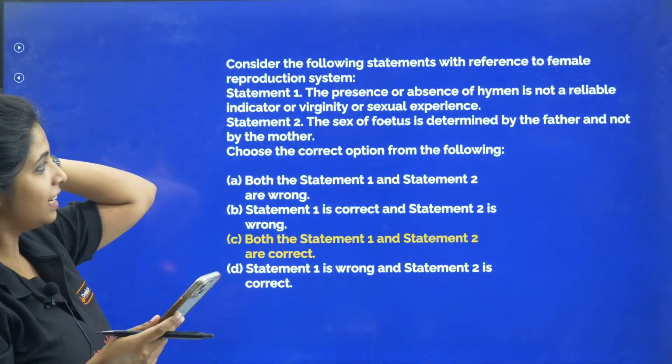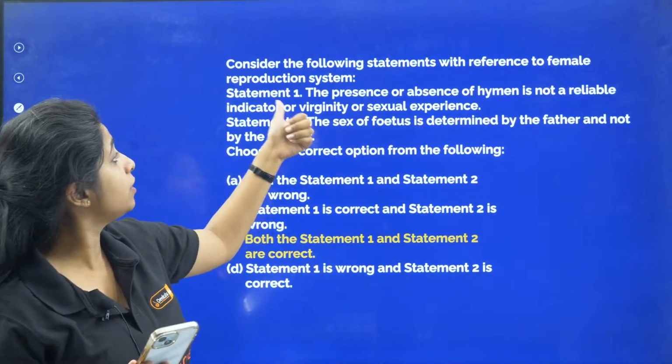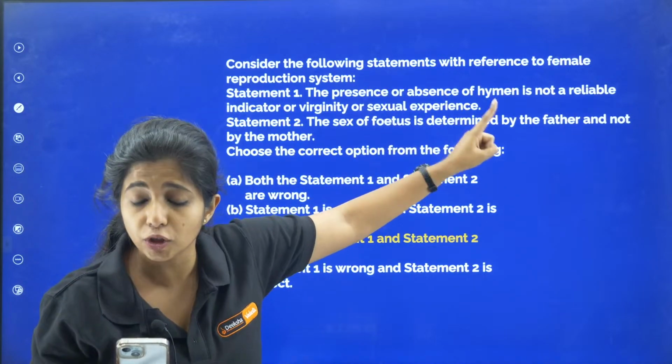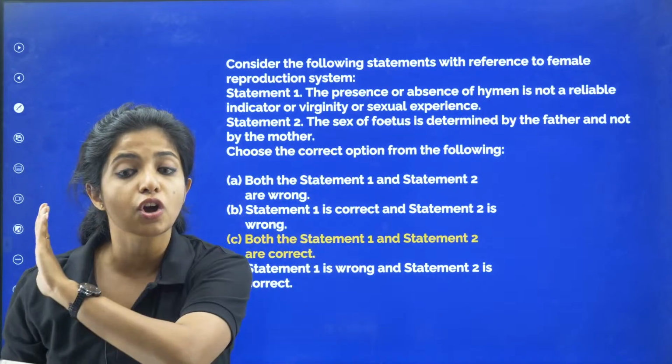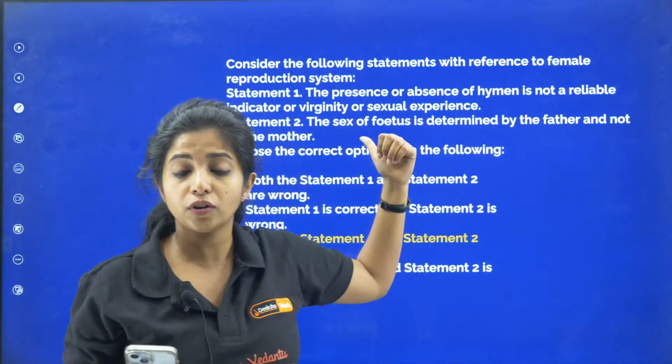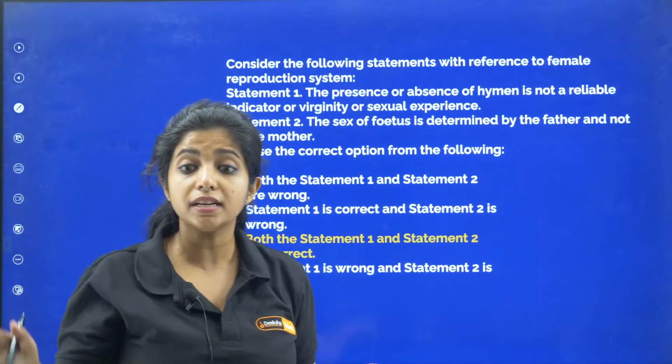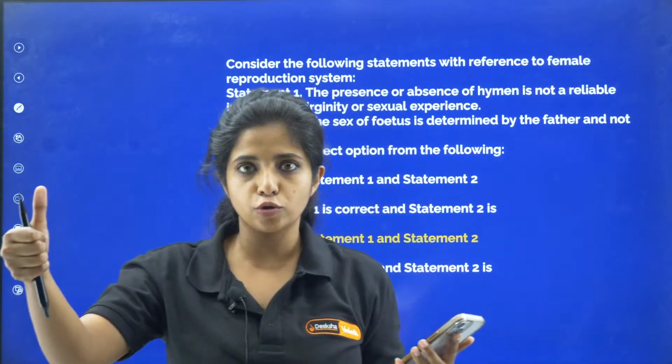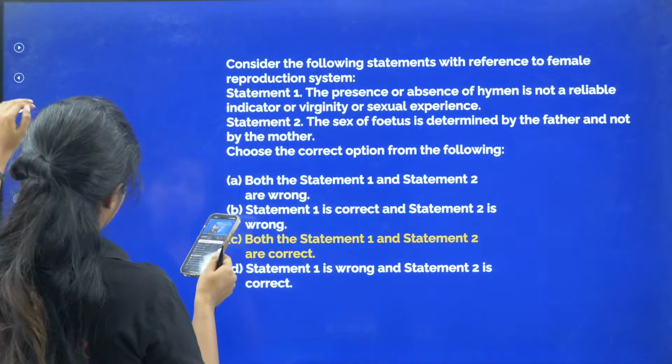Okay, next. The presence or absence of hymen is not a reliable indicator of virginity or sexual experience. It is absolutely correct. The presence or absence of hymen is not a reliable indicator. This is correct. The sex of the fetus is determined by the father and not the mother. That is also correct because fathers are heterogametic: X chromosome, Y chromosome. Either of them can be coming together.